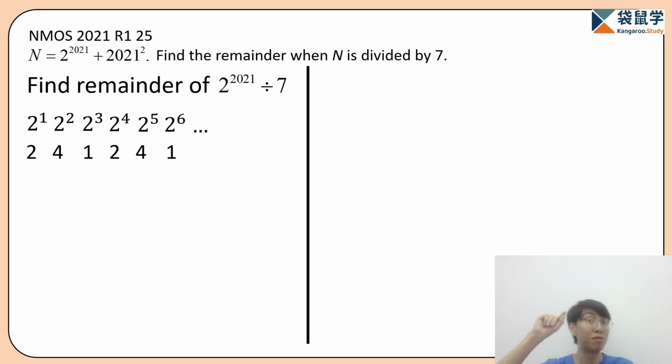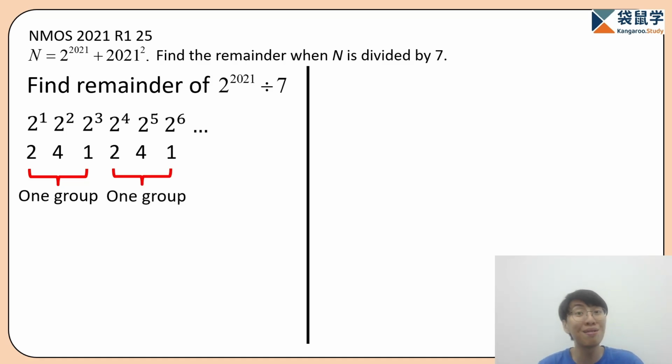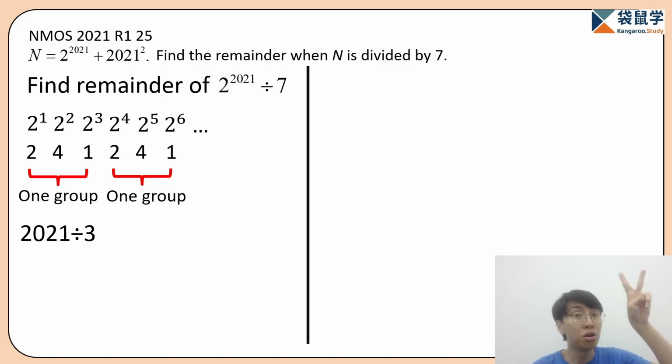They seem to be repeating, and we notice that the first 3 of the numbers form one group, and the next 3 another group, right? So if I know that every 3 numbers form one group, how many groups are there in this question? All of you should just know that. I just have to take 2021 divided by 3, and what do I get? The remainder that I get should just be 2.